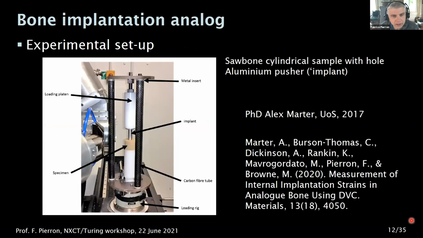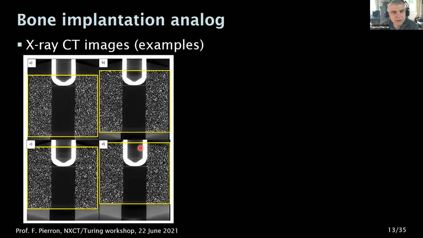A second example was trying to study bone implantation using an analog. So an experiment where we had an aluminum pusher pushing into a cylindrical specimen of saw bone which had a hole drilled in it with a slightly lower diameter than the pusher, trying to simulate bone implantation for hip implants. That was the PhD of Alex Martyr at the University of Southampton. So here are different slices of images of this implantation. So you see the pusher at different level inside the saw bone cylinder.